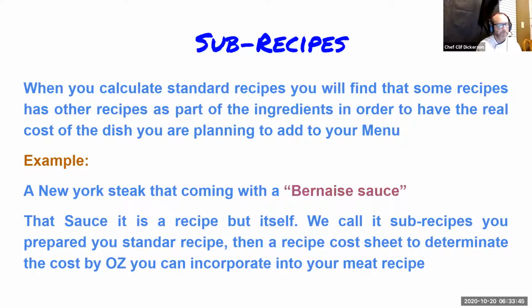For example, let's say Béarnaise sauce or a hollandaise sauce or some sort of sauce for a New York strip steak. Well, you've got the New York strip steak recipe, and then you also have a separate recipe for Béarnaise sauce, because they cost different. They're 2 different recipes, so they need to be costed out separately and made separately. You've got New York strip, and then you've got the sauce. So you would have to make 2 recipes for that one dish. Does that make sense?